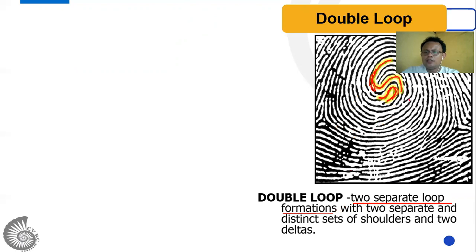They are also not interlocking, because if the ends of the formation of the recurving or the looping ridges are connected to each other or they are interlocking, they cannot be classified as double loop. It should be that the double loop has separate sets of shoulders.